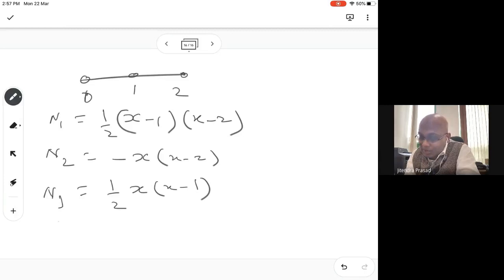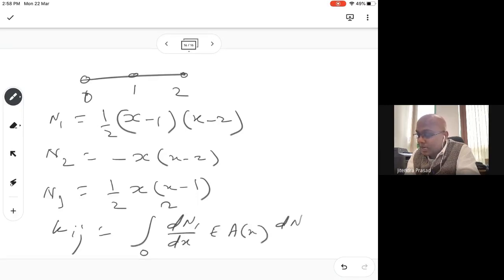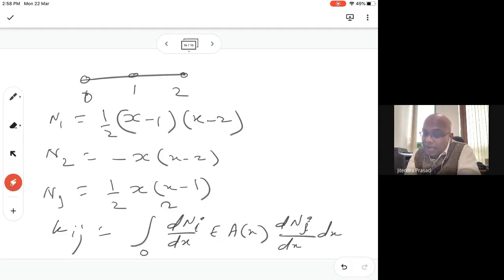Then you can say in this case now k_ij equal to 0 to 2, directly dN_i/dx, E, A, dN_j/dx, and dx. Now no xi is involved, so directly you can use A as a function of x and just work. The only thing is, since both the elements have different cross sections, you have to divide into two. You write 0 to 1, then plus 1 to 2, so that you have different domains and different variables, so you can take care of those.